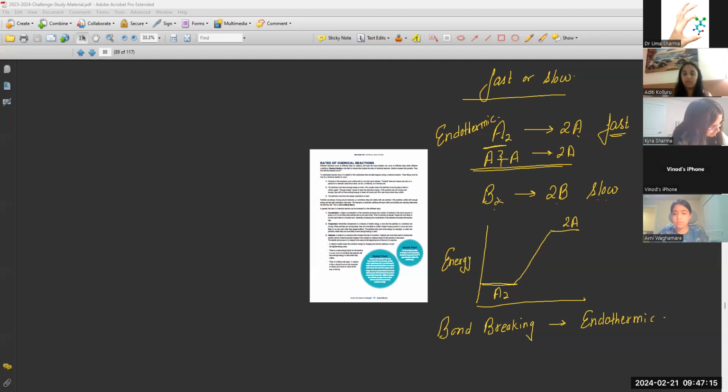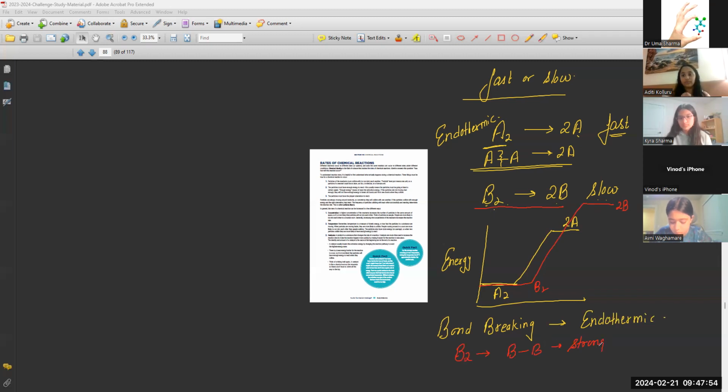Now let's see. We said B2 is a very slow reaction. I'm making the energy profile for B2. Here also I'm breaking a bond. But see the difference, children. Let's say B2 is here. This is B2. In which case is more energy needed? In B2, it means B2 has a stronger bond. The bonds are stronger than A2. A stronger bond means more energy needed.